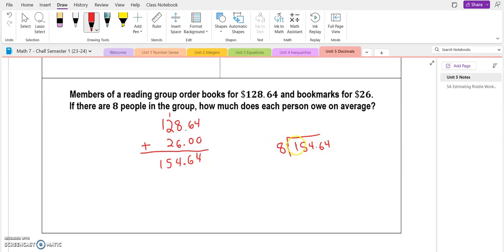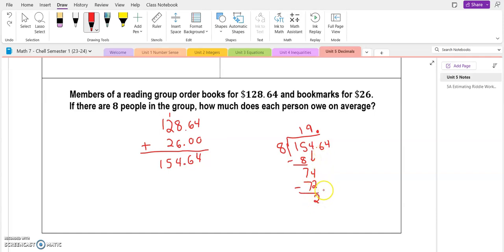Now 8 goes into 1 zero times, it can't, but 8 can go into 15, and that would be just once, which would be an 8 here. And we can subtract and get our 7, bring down our 4. Make sure you bring the decimal point straight on up. 8 goes into 74 9 times, which is 72. We subtract that, we get 2 left over.